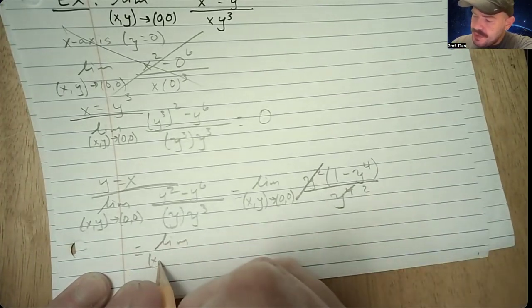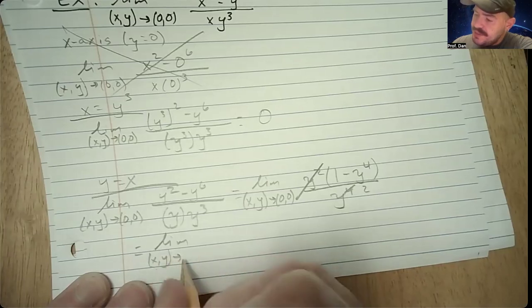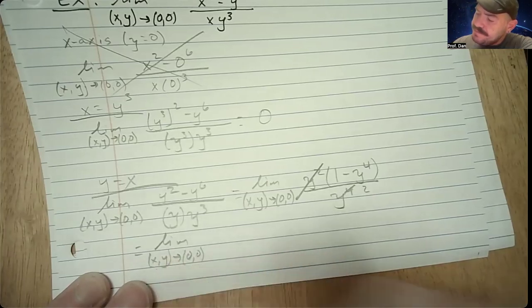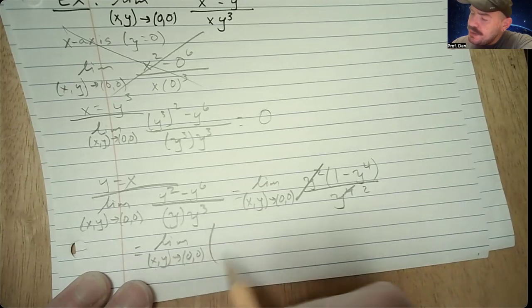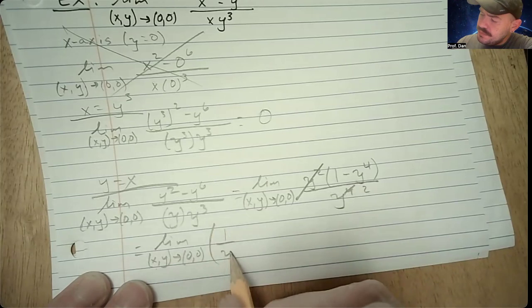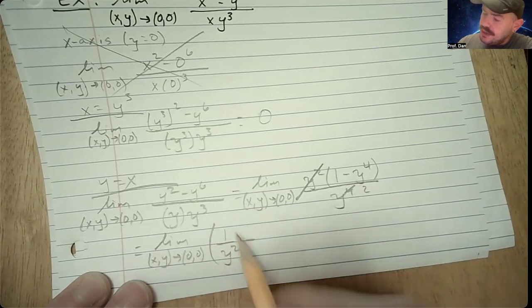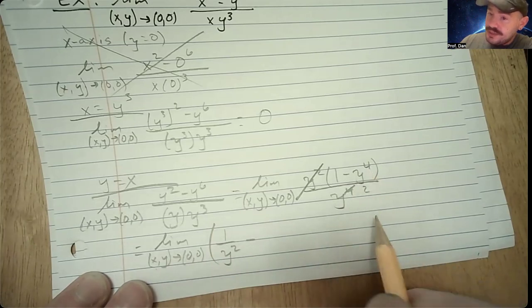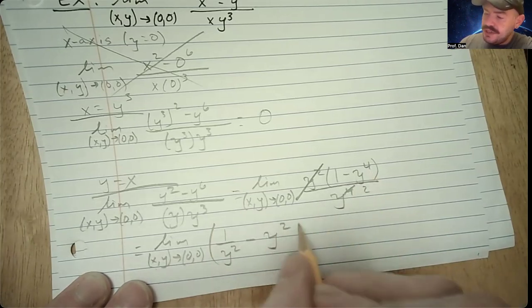So don't drop the limit. We have not evaluated yet. Parentheses because there's more than one term now. So 1 over y squared minus y to the 4 over y squared, which is going to be y to the 2.